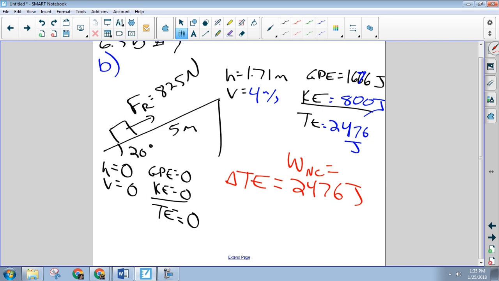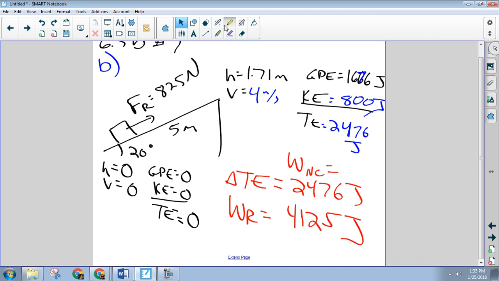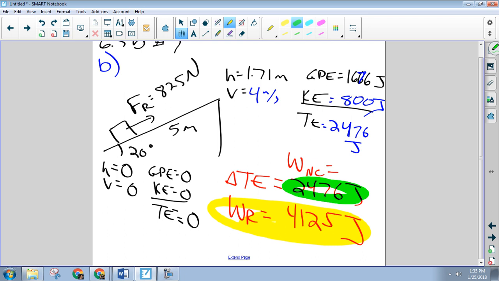Now, in part A, we figured out how much work Roy had done. That was 4,125 joules. So let's think about this for a minute. What this is telling us is this. Roy did 4,000 joules of work. He tried to give this thing 4,000 joules of energy. But for some reason, we only gained 2,000 joules of energy. So what happened to the other, whatever, 1,700 joules? Friction.